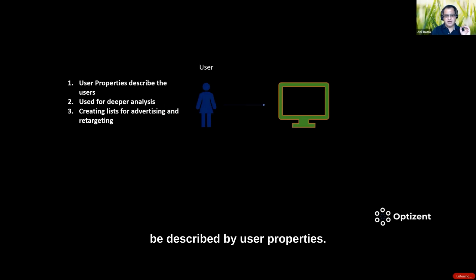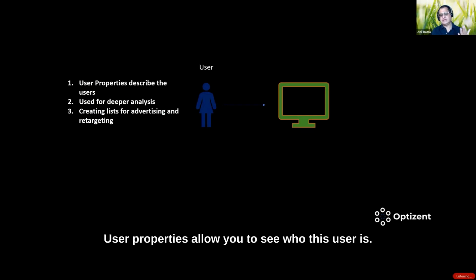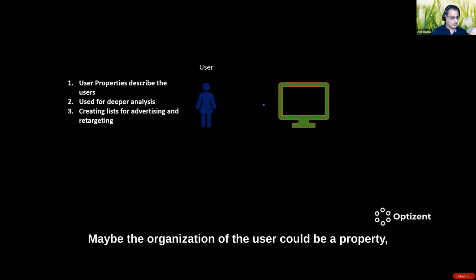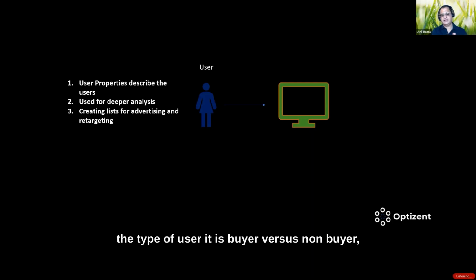A user can be described by user properties. These user properties are then used for deeper analysis. You can also create lists for advertising and retargeting. What I mean is that user properties allow you to see who this user is. Maybe the organization of the user could be a property. The type of user, buyer versus non-buyer, or a frequent buyer versus a rare buyer, whatever you want to classify. Maybe somebody who likes blue instead of black, something like that.